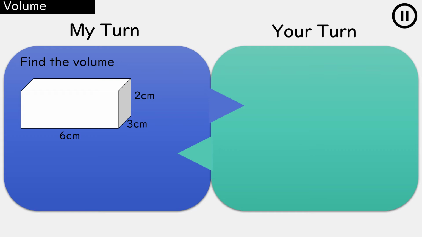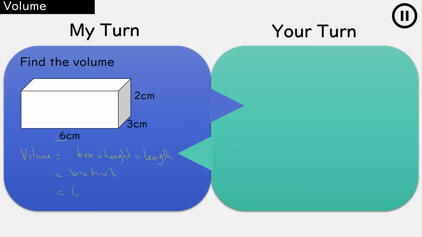Getting stuck in straight away, let's find the volume of this cuboid here on the left. Well, let's remember the volume of a cuboid equals the base times by the height times by the length. We could shorten that by putting base times height times length like that. And now let's fill in the right bit.